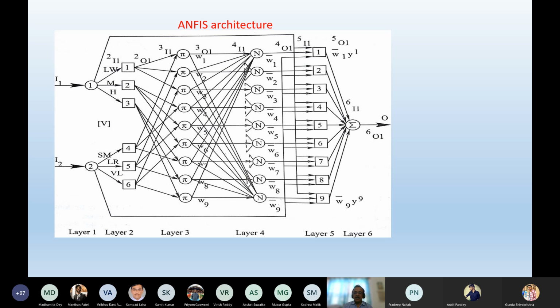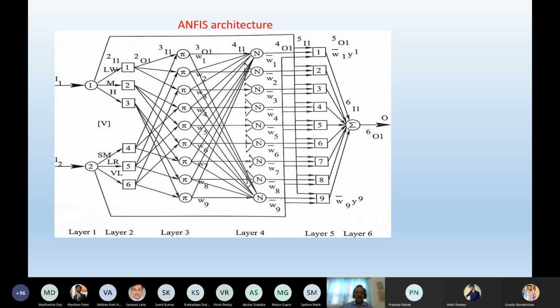If there is a non-fired rule, we need not calculate the output, and the W bar corresponding to a rule which is not fired at all will become equal to 0. Now, there are 9 such rules, but at a time a maximum of 2 multiplied by 2, that is 4 rules, will be getting fired. So if it is fired, I'll be getting non-zero W values and non-zero y.